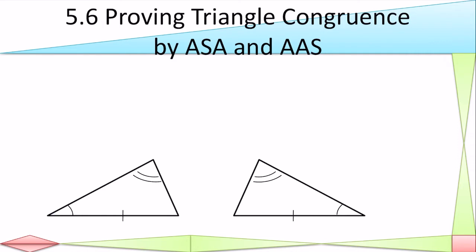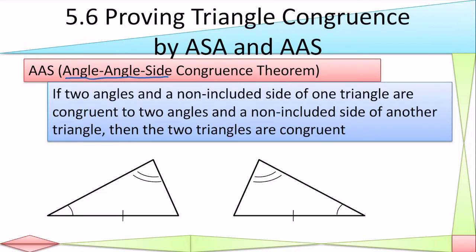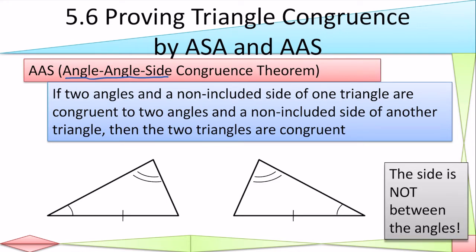The other theorem for today is AAS, or angle, angle, side. So if 2 angles and a non-included side of one triangle are congruent to the same stuff in the other, then the triangles are congruent. Notice this time the side is not between the angles. So here the 2 angles, our side is not between them. The side that's marked is not between the 2 angles. That's why it's angle, angle, and the side is somewhere else. If it was the one between the angles, then it would be ASA.